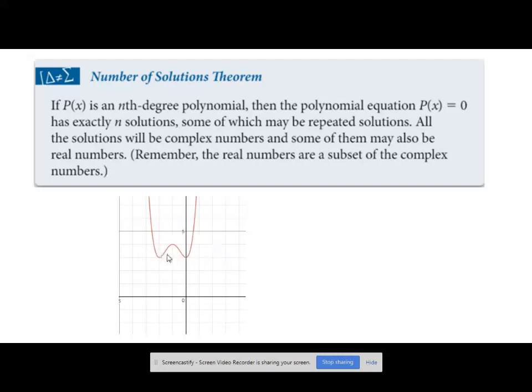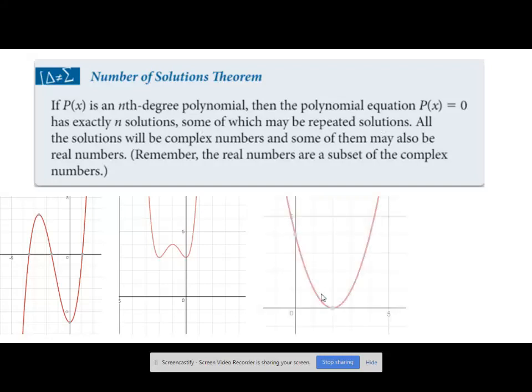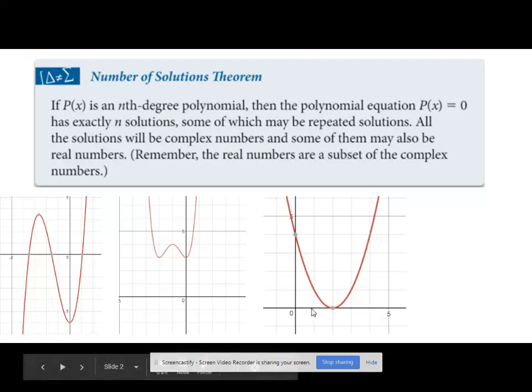So it could be that they're all complex solutions. It could be that they're all real solutions. This is a third degree polynomial, a cubic polynomial. It crosses the x-axis once, twice, 3 times, and this can have 3 real solutions. There's one other way that it could happen, and this is what it says right here, some of which may be repeated solutions. What that means, or how that would look, is like this. This doesn't cross the x-axis twice. It only hits it once. It's a tangent line, just barely touches it.